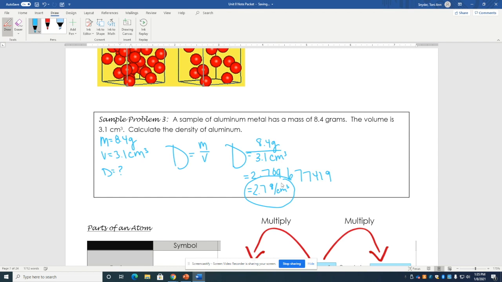Units for density are always grams per centimeter cubed because it's the mass per unit volume. So mass is in units of grams and volume is in units of centimeters cubed. If you can use D equals M over V, you can manipulate any density equation. You can manipulate any problem in order to solve for any of those variables.